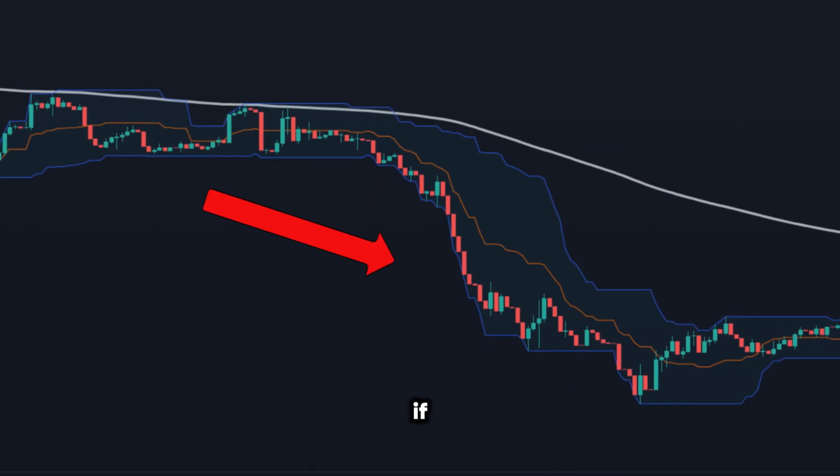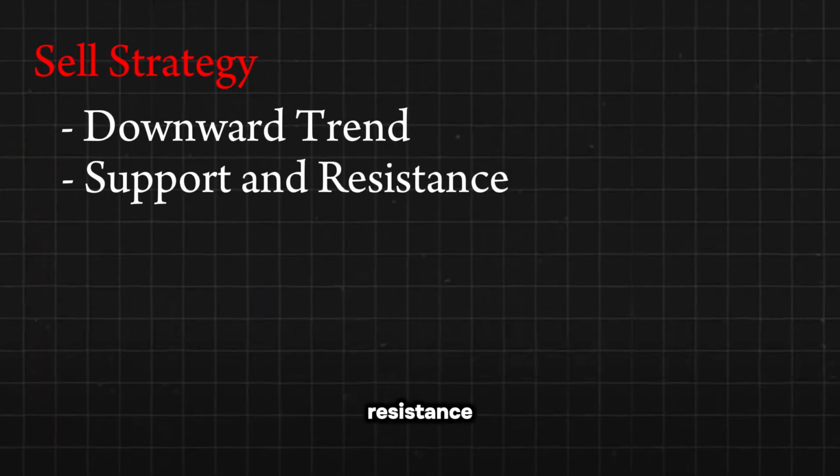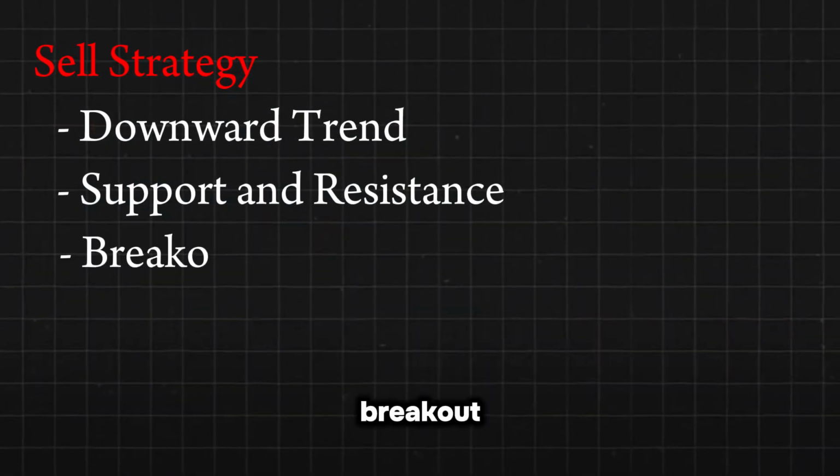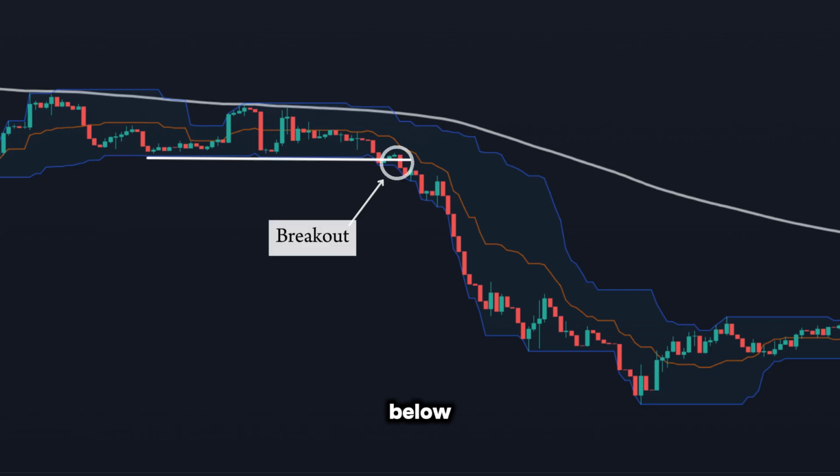Sell signal strategy. Downward trend, if the price is below the 200 EMA. Support and resistance. The upper band acts as resistance and the lower band as support. Breakout. Wait for a breakout below the lower band for a potential sell signal.